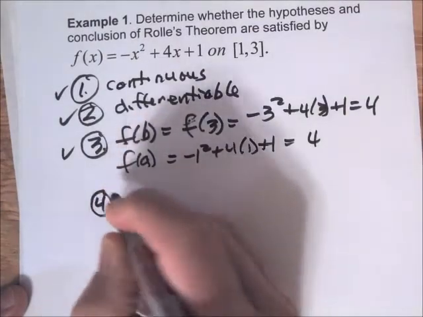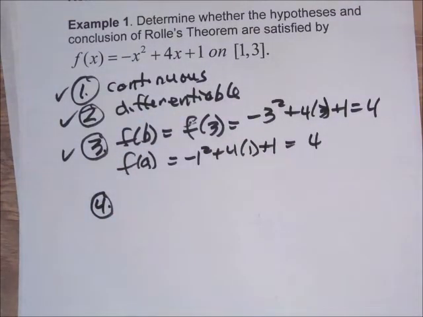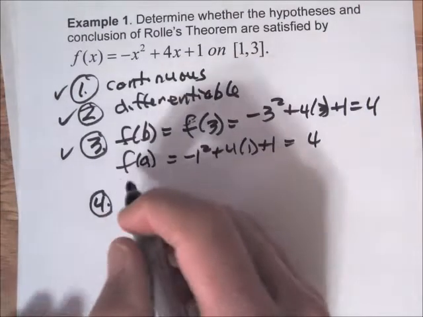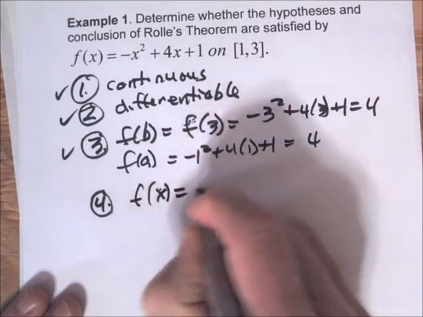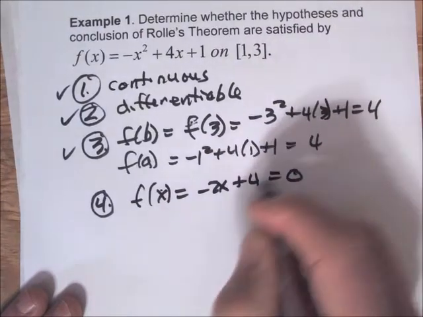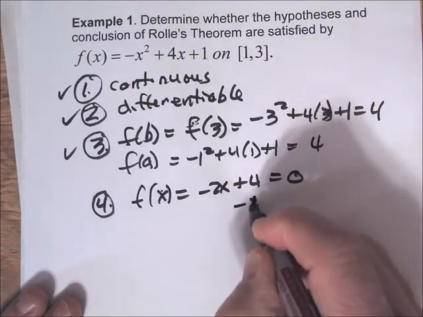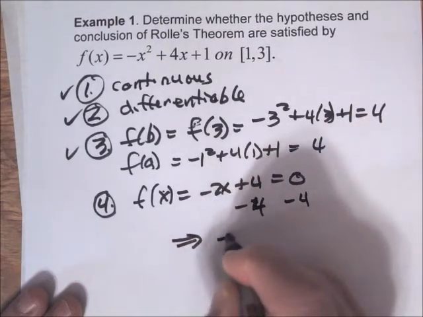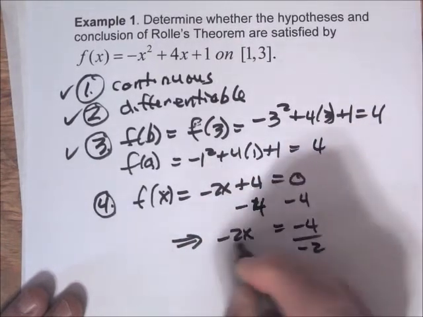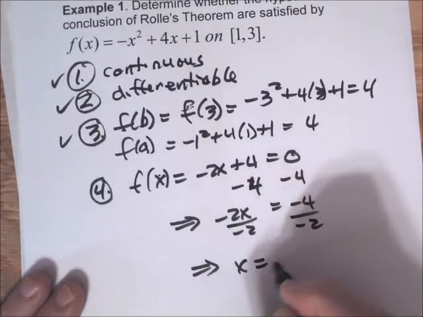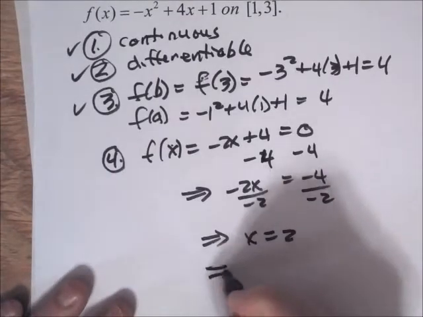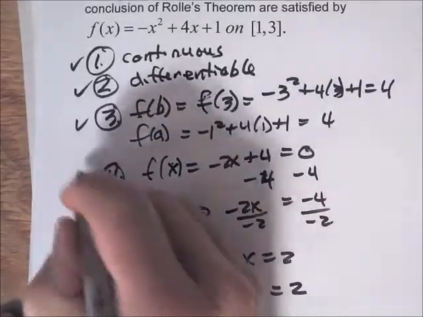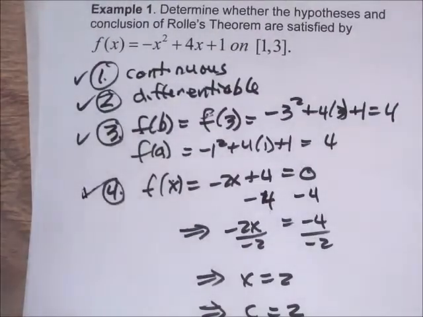So that's also true. And then we just want to check that f prime of x is equal to 0 at some point on that interval. So f prime of x is minus 2x plus 4, and set that equal to 0. Solve for x. Subtract 4 from both sides. Minus 2x equals minus 4, divided by minus 2. We get x is equal to 2. So 2 is on the interval from 1 to 3, and the derivative at that point is 0. So c is equal to 2, and the conclusion is satisfied.